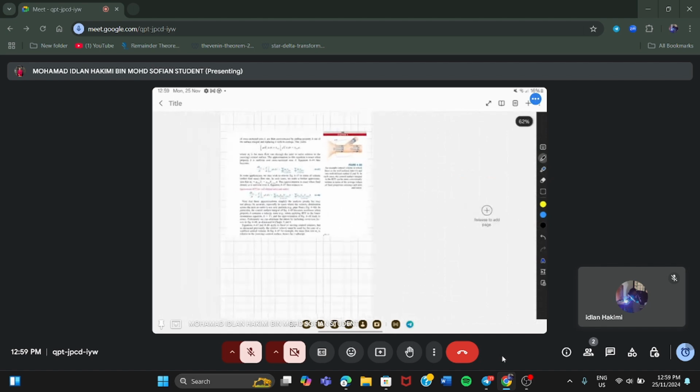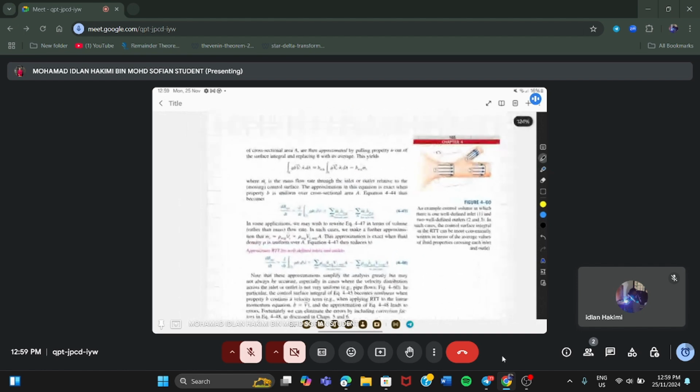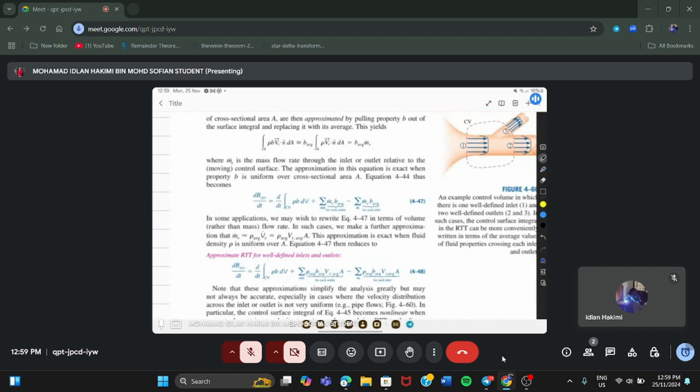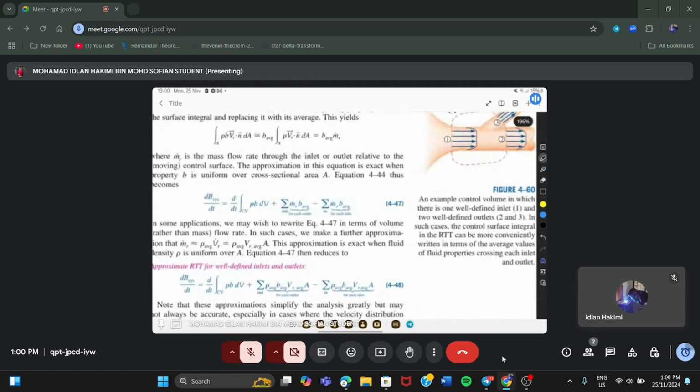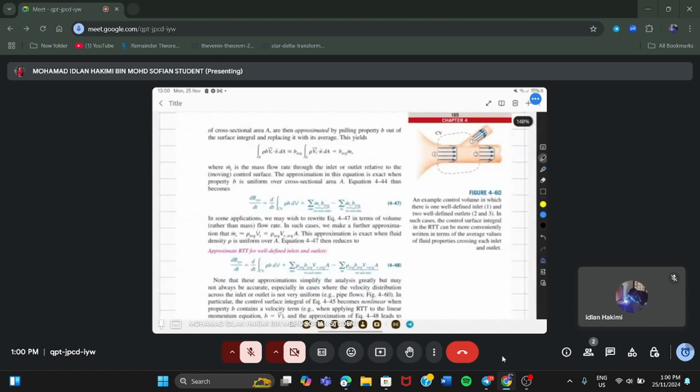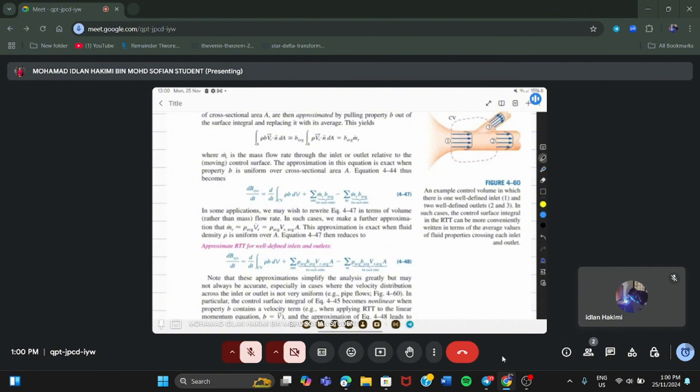And then we go to 4.47. Equation 4.47 says that dB system over dt equals d over dt of the integral over the control volume of rho b dV, plus the sum over each outlet of m dot b average, minus the sum of m dot b average for each inlet. In this application, we rewrite 4.47 in terms of volume. In such cases, we make the approximation m dot equals rho V average times A, which holds when the fluid density rho is uniform over A.